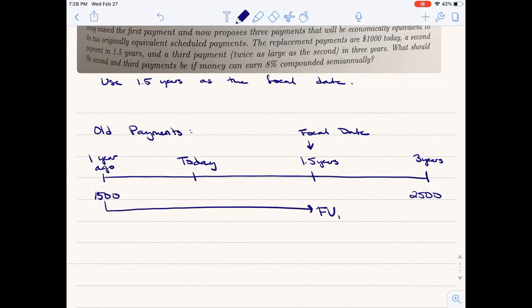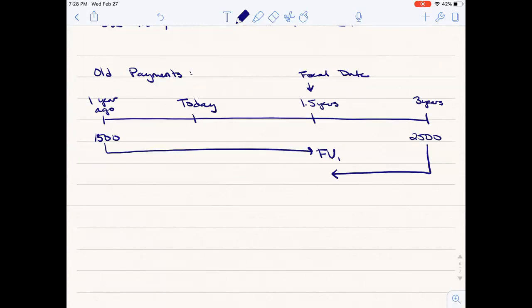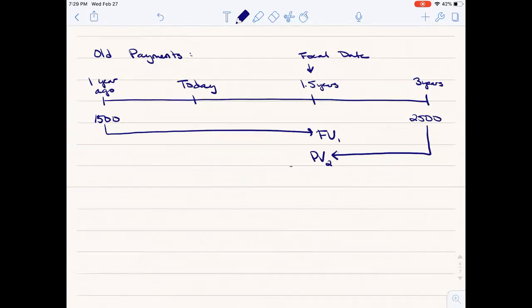The subscript doesn't matter, just to keep track of. Then the 100 is going to get discounted to a present value 2. These two added up is the total value of the original payments.